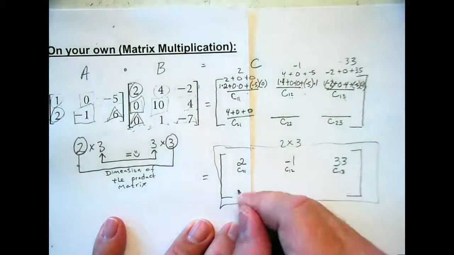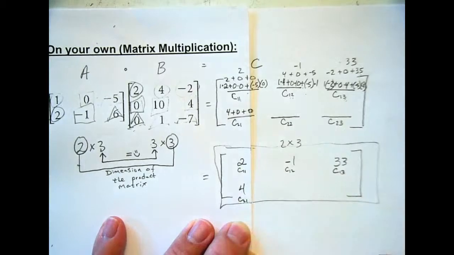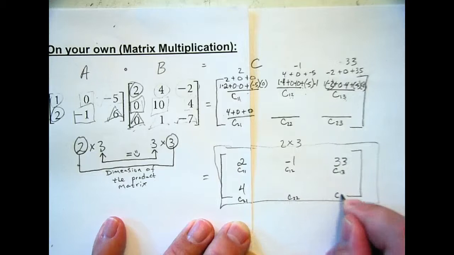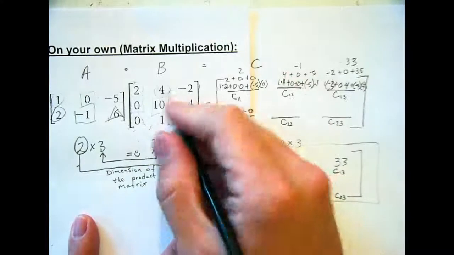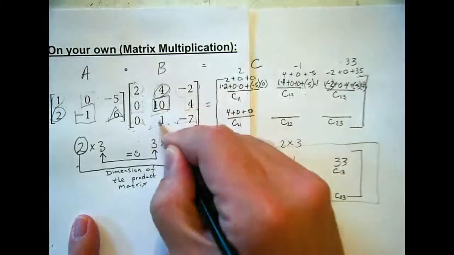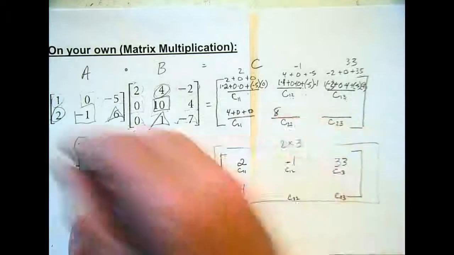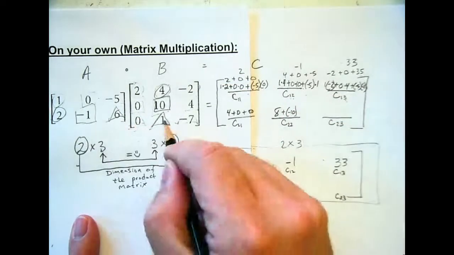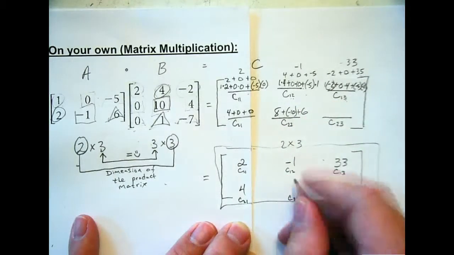Okay, let's see, row 2, column 1 now. Okay, C row 2, column 2, and C row 2, column 3. Okay, go through that same process. Okay, there, and there. So 2 times 4, or 8, -10, and 6, which gives me 4. A lot of 4s. All right.